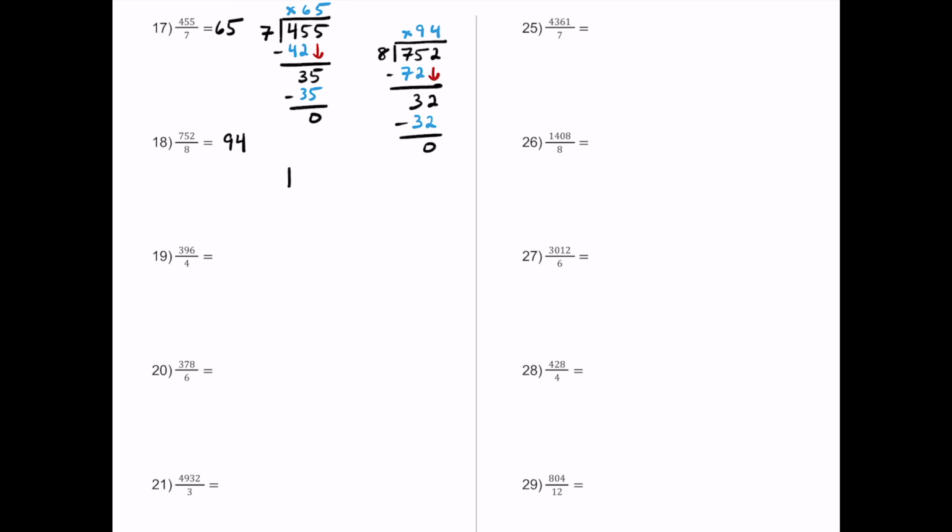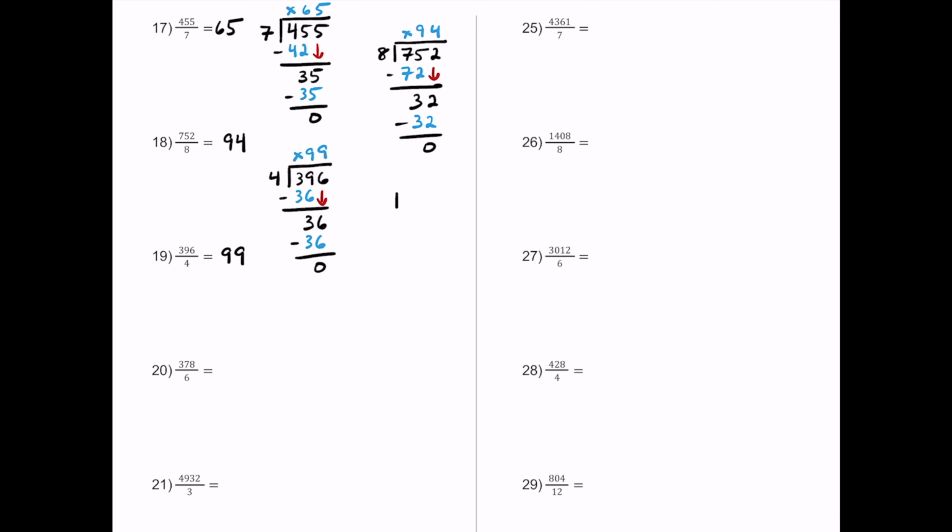For number 19, we have 396. We're going to divide that by 4. 4 doesn't fit into 3, but it will fit into 39. I'm thinking 9 times. 9 times 4 is 36. When we subtract here, it's 3, and it's got to be less than 4. That's how that works. Bring down this 6 here, so it's now 36. And it's going to be the same number here. 4 times 9 is going to be 36 again. And we have a remainder of 0. So our answer here is going to be 99.